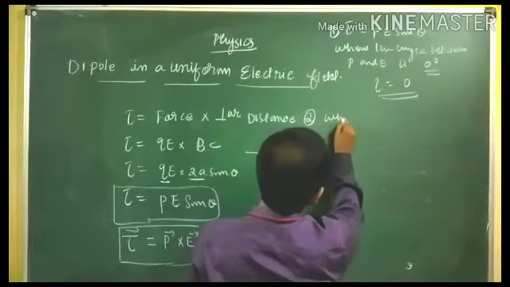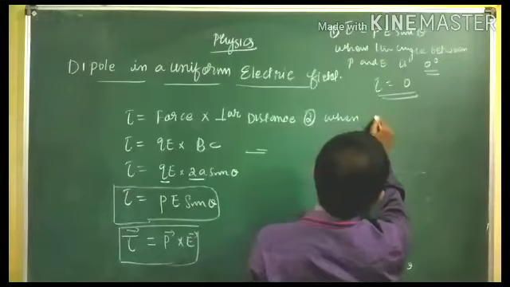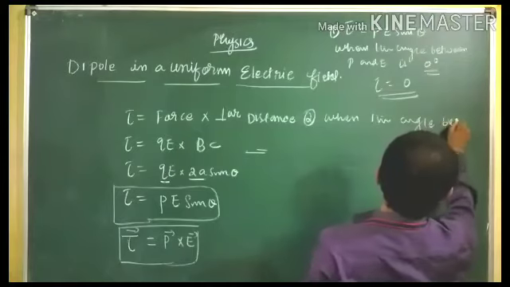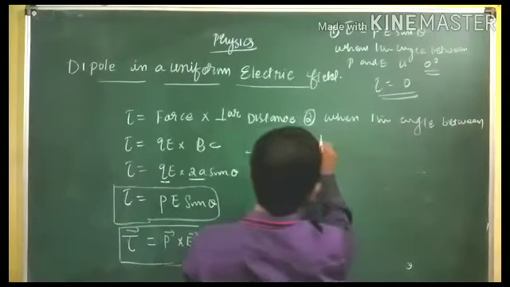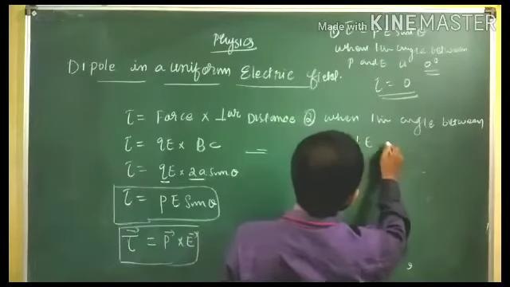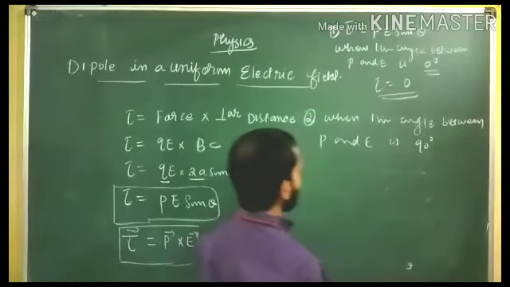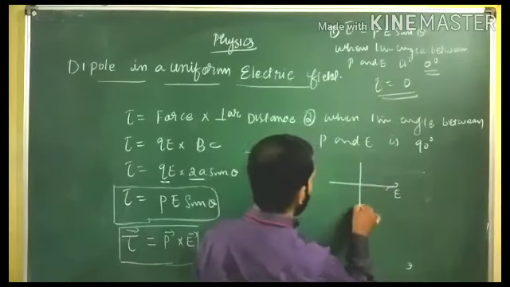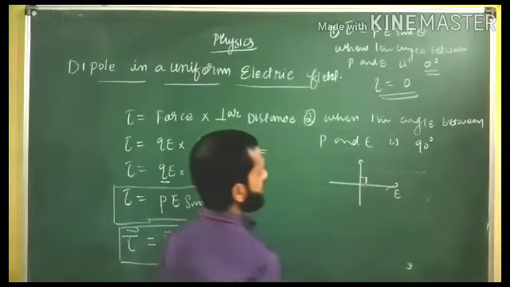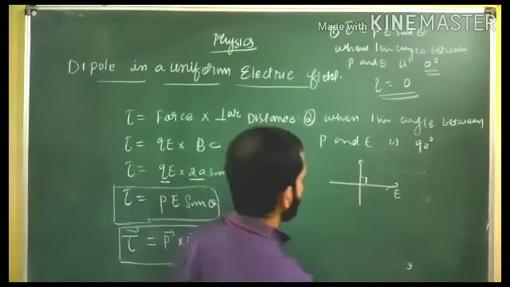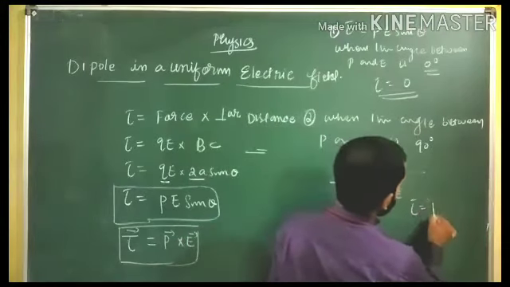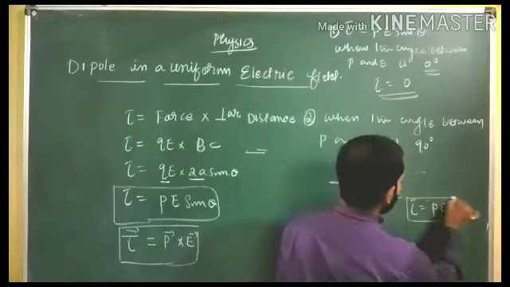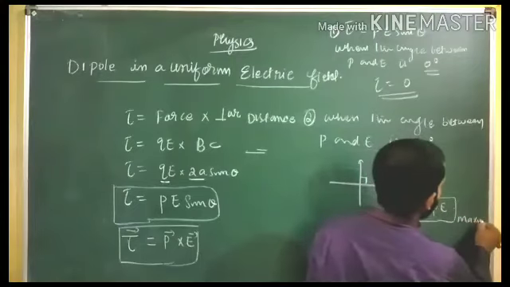When the angle between P and E is 90 degree, or perpendicular, in that case this is the electric field and the dipole is like this, so this will be 90 degree. So in this case, how much will be the torque? Torque will be equal to P into E sine 90, that is equal to 1. So this will be equal to PE, and this will be the maximum torque.